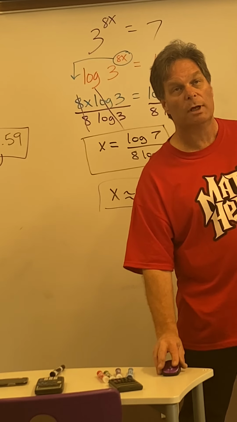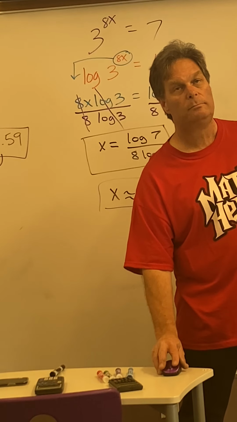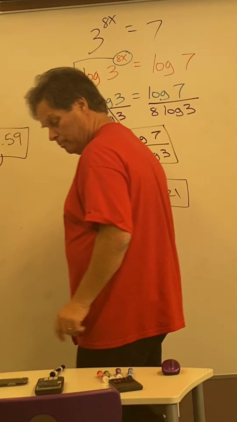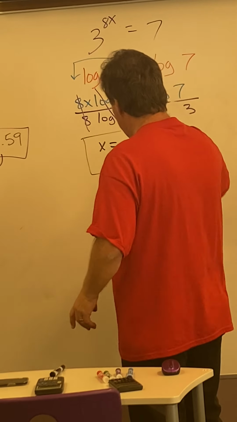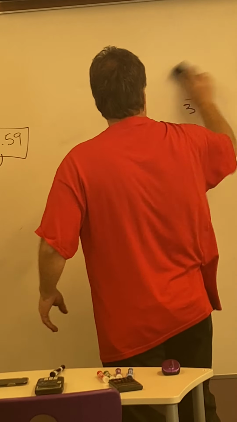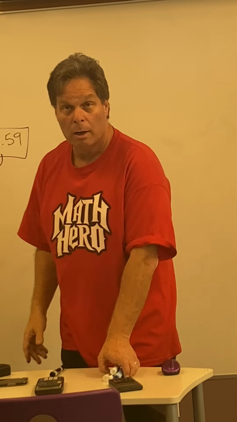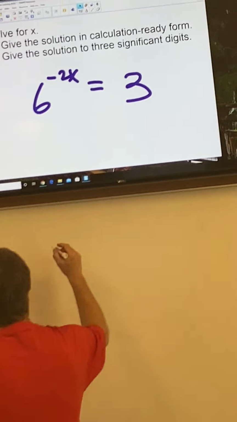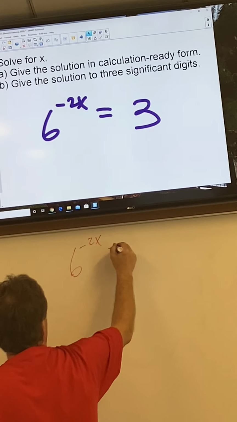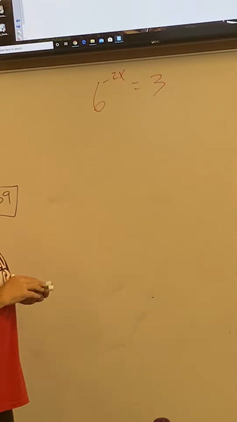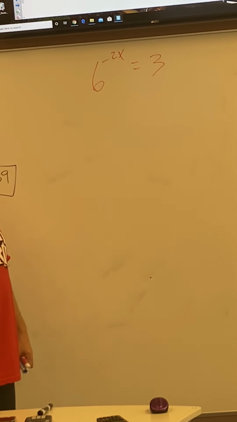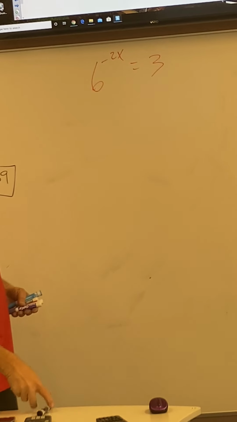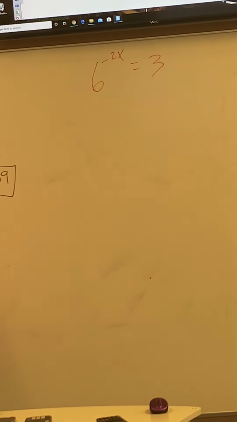Okay, let's do another one. Here we go. I believe this is the last one, if I remember right, so hang in there. 6 to the negative 2x equals 3. So again, 6 and 3, no, you can't make those powers of the same base. They're multiples of 3, but they're not powers of 3. So you can't do that. It was nice to think of that for a second, but it doesn't work that way.